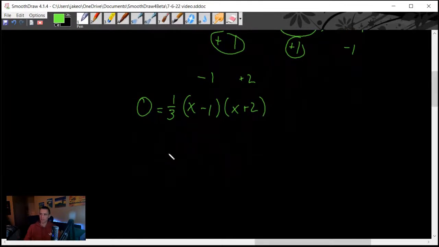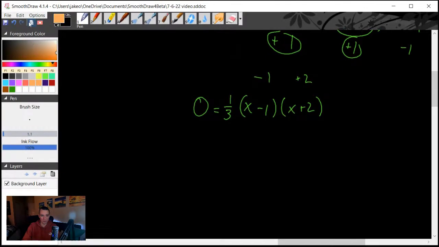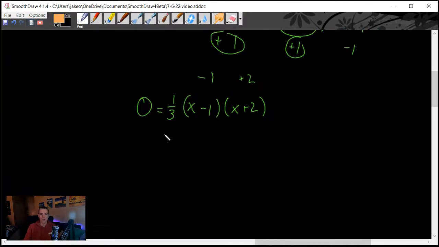So like I said before, if you ever have multiple things being multiplied together like this, and you know that the product of all three of these terms, 1/3, x minus 1, x plus 2, has to be 0, that means that'll happen whenever one of those three things is 0. It doesn't matter what the other two things are, as long as one of them is 0. So that gives us three separate equations that we can set up and see if there are any x values that are a solution to each of those three parts.